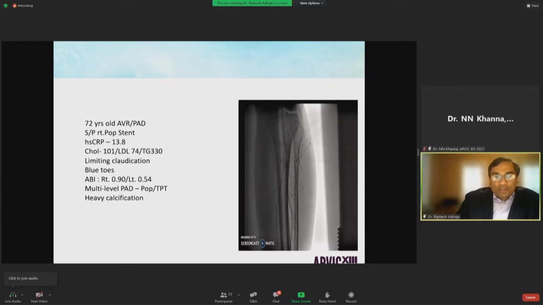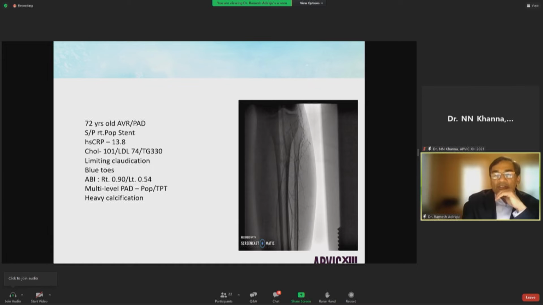We did a primary debulking atherectomy for that. Then 2 years later, he came back with left claudication. As you can see, he has a high CRP with a normal cholesterol and high triglycerides. This is the typical vascular inflammatory patient, not our run-of-the-mill cholesterol vascular disease. His ABIs are there. The left side is pretty critical.